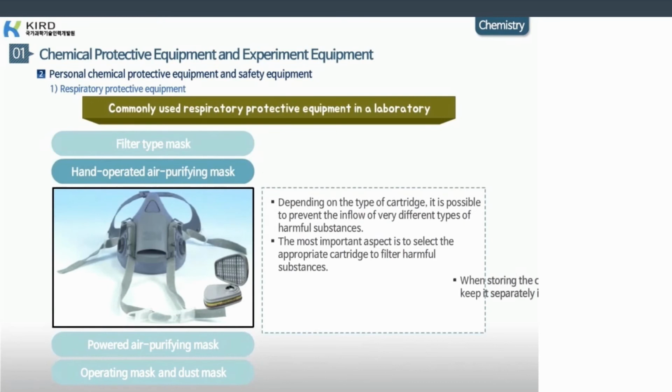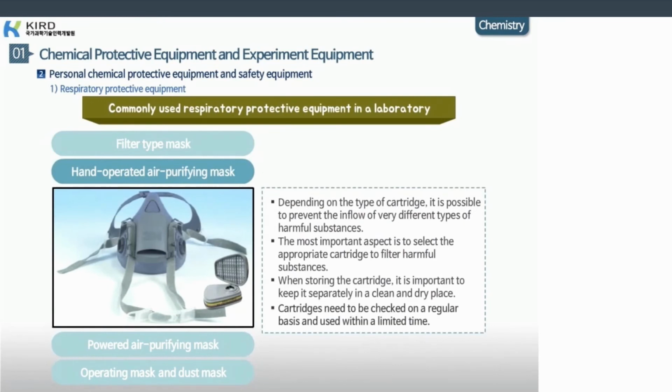Hand-operated air purifying masks, depending on the type of cartridge, make it possible to prevent the inflow of very different types of harmful substances when using them. The most important aspect is to select the appropriate cartridge to filter harmful substances. When storing the cartridge, it is important to keep it separately in a clean and dry place. Cartridges need to be checked on a regular basis and used within a limited time.